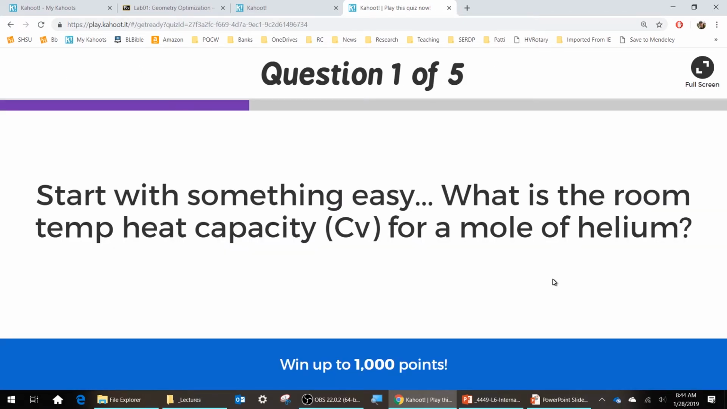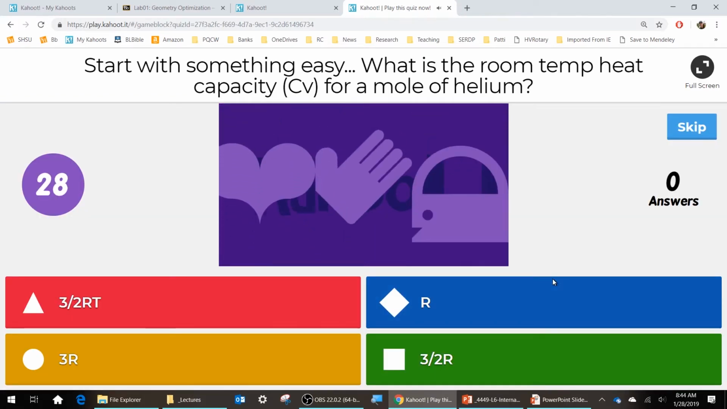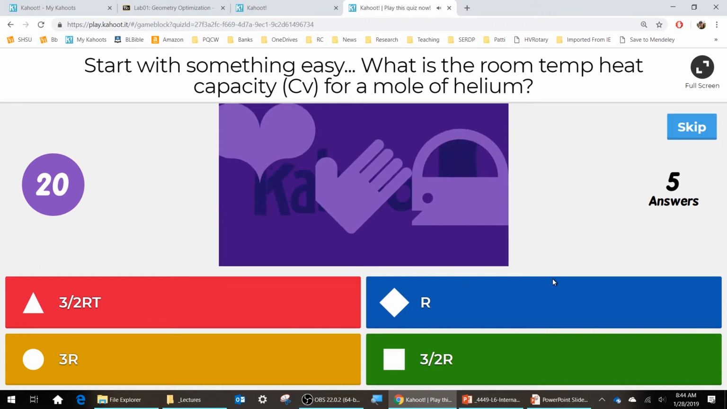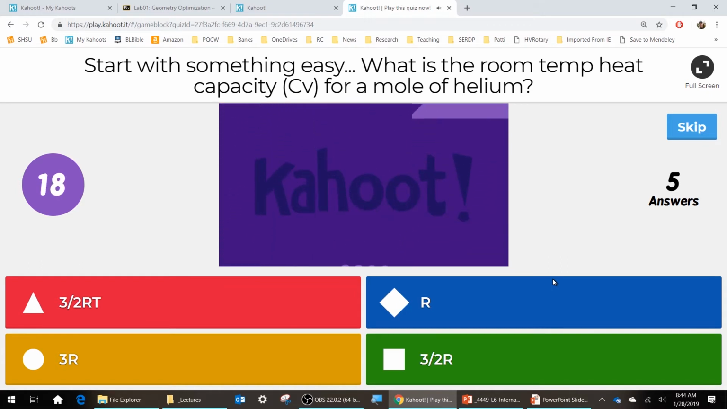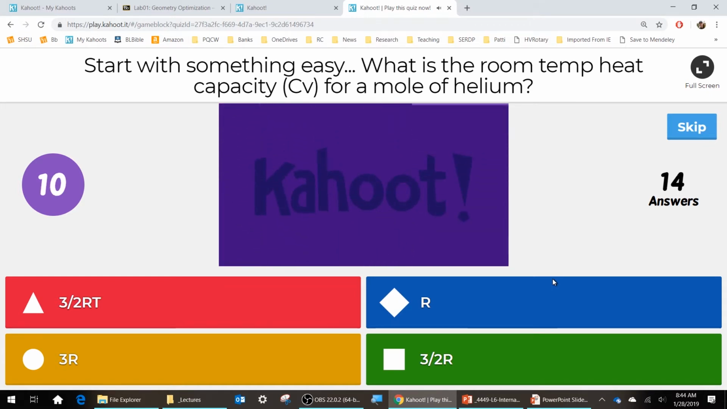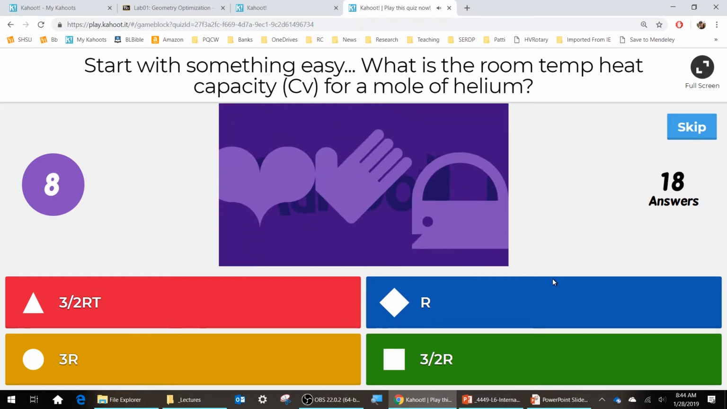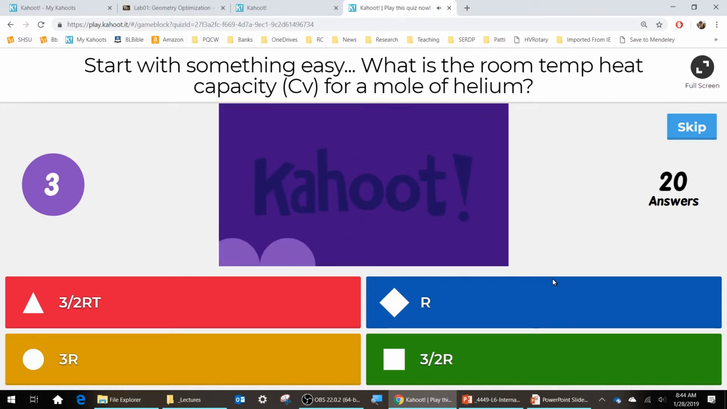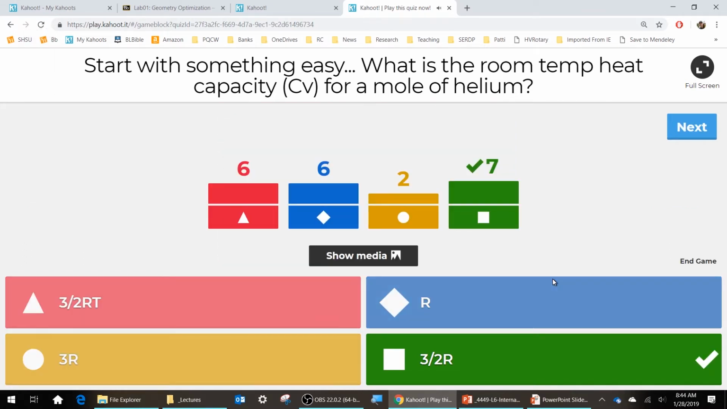All right, start with something easy. What is the room temperature heat capacity for a mole of helium? Our choices are, in the red, 3 halves RT, blue is R, then 3R, and green is 3 halves R. 3 people. 1 person. Oh my goodness, it's a pretty even spread.